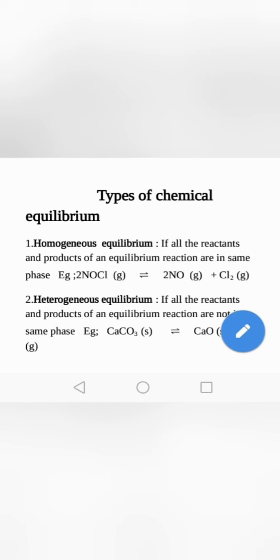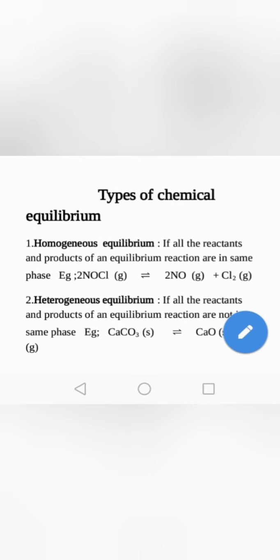For the exam they will be asking: explain the different types of chemical equilibrium. Two types are there. First one is homogeneous equilibrium. What's the statement for that? If all the reactants and products are in the same physical state, such a type of chemical equilibrium is known as homogeneous equilibrium. If any one of the reactants or any one of the products is in a different physical state, then the chemical equilibrium is said to be heterogeneous chemical equilibrium.